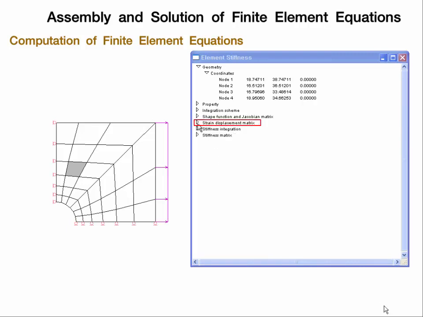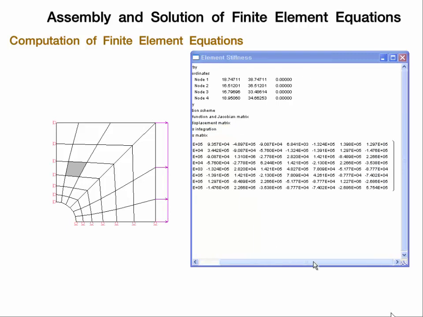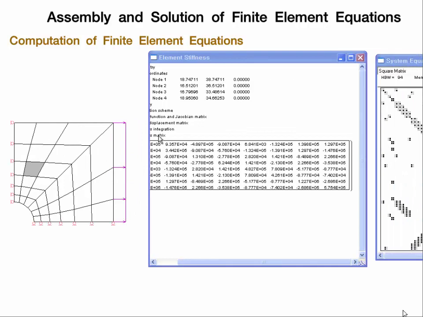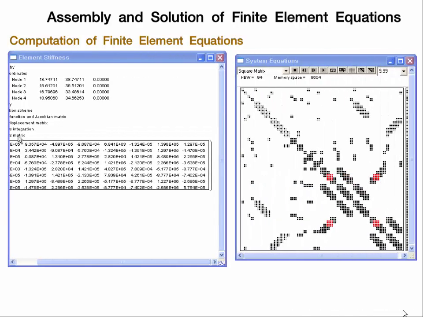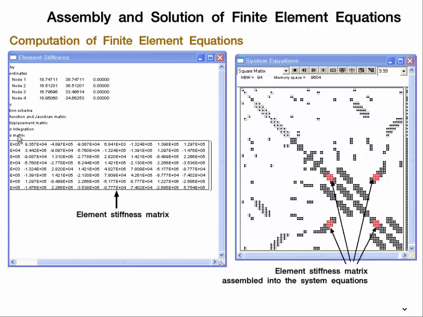You may expand the strain nodal displacement relationships and numerical integration of the stiffness matrix for each integration point. The last item is the element stiffness matrix, obtained by summing the values of all integration points. The element stiffness matrix is assembled into the global stiffness matrix, entries of which are represented by small squares. The red squares in the global stiffness matrix represent the entries, with assemblage of the element stiffness matrix. The nodal degrees of freedom associated with the assemblage can be identified in both element and global stiffness matrix.